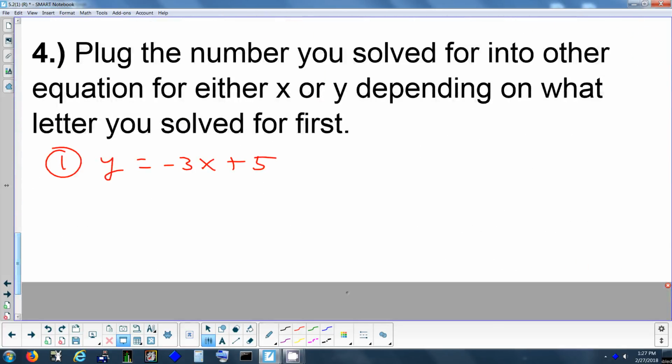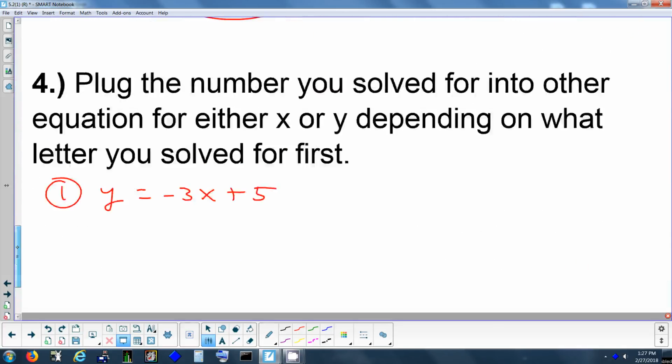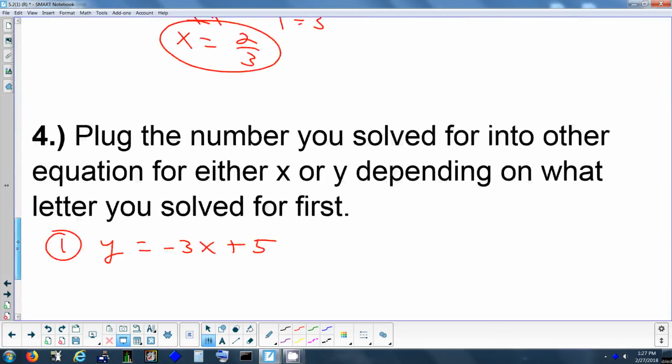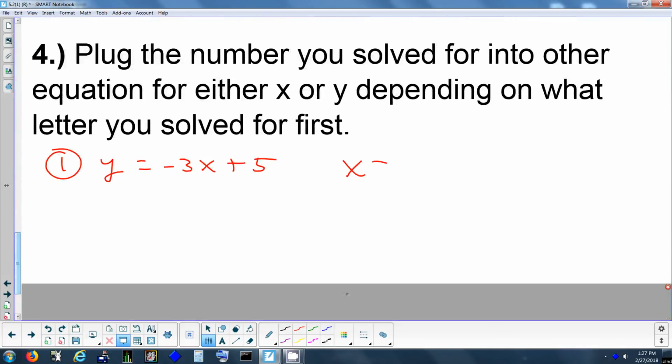Right, so I just copied down equation 1 from what we had up above, and I'm also going to copy down my answer, x equals 2/3. Now, why didn't I just plug in 2/3 right away in the first step and find y? Because we didn't know what x was. You have to find it first, and then you can plug it in right there.